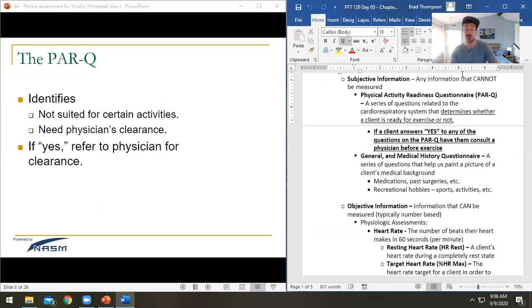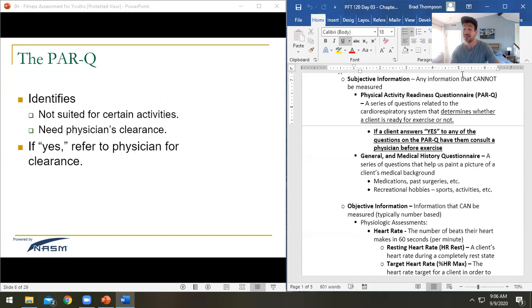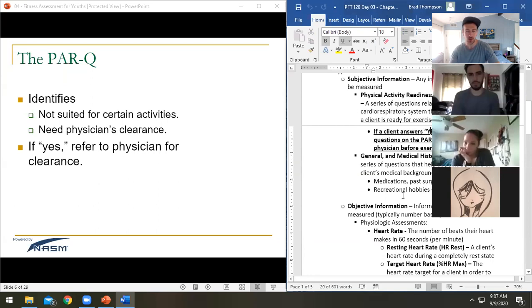And let me tell you, this is so funny. I'm going to point out one of NASM's flaws that I think is really funny. The PAR-Q, by definition, and you'll find this definition in your normal textbook, and I think in the youth textbook as well, is a series of questions related to the cardiorespiratory system that determines whether or not a client is ready for exercise. And it's funny, there is one question on there that is bone related and has nothing to do with your cardio system. I've always thought that's really funny.